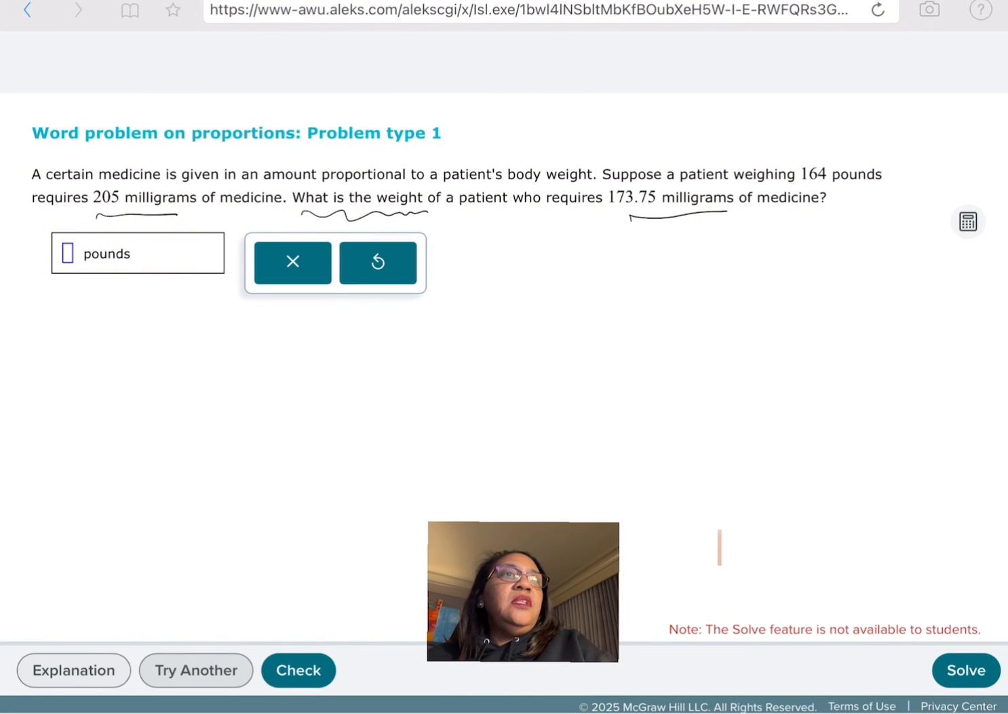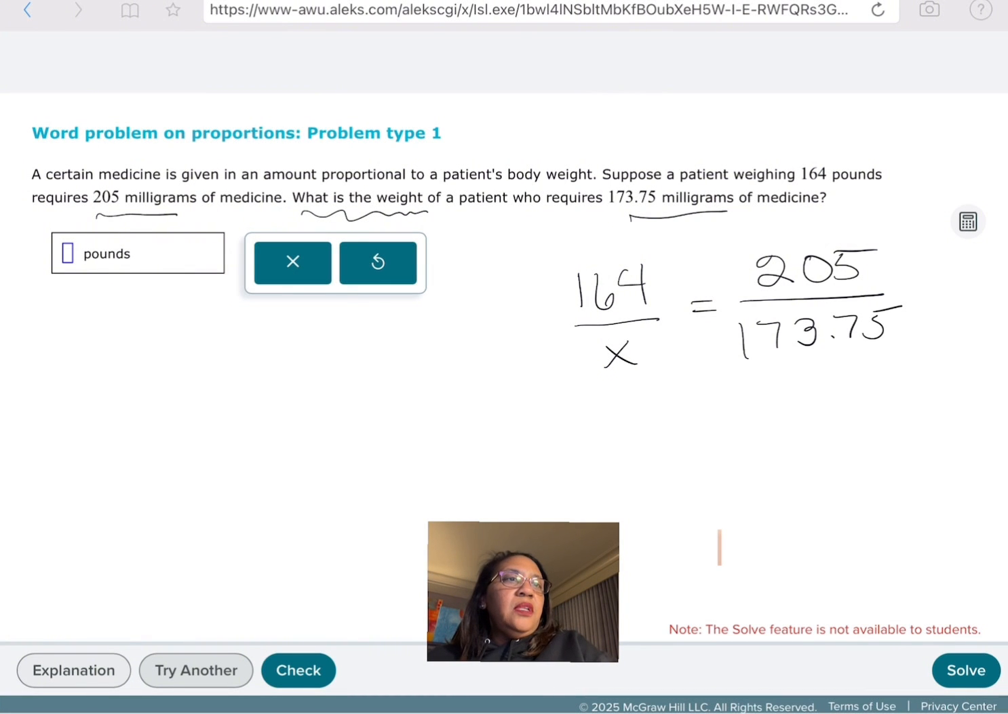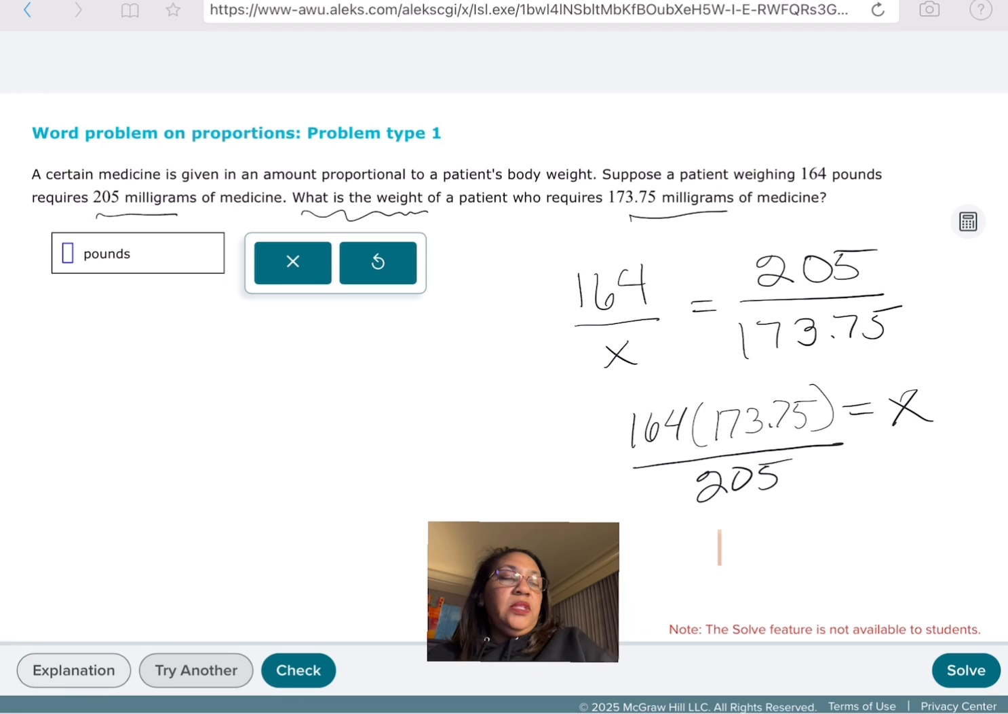173.75 milligrams of medicine. So let's do 164 over x is equal to 164 pounds, so that would be 205 milligrams. I'm going to leave the units off only because it gets really messy. 173.75. And then when you cross multiply, you end up with 164 multiplied by 173.75, and that's equal to 205x. So we divide. I'm doing everything all in one step.